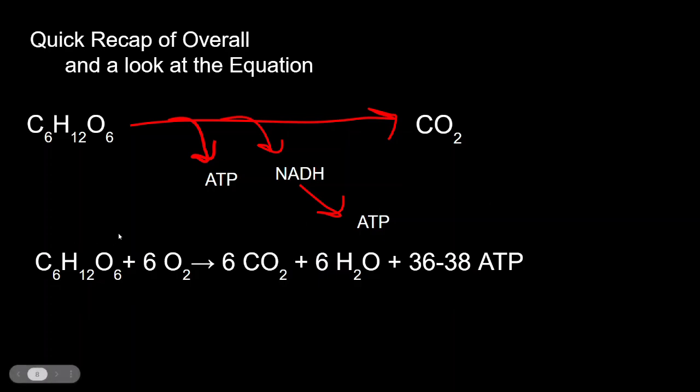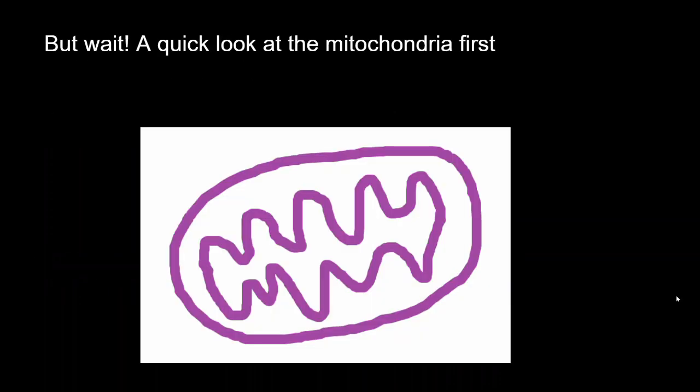And now we're going to actually look at the formula and see how it's reflected. We see our glucose here as an input, and we see our CO2 released as a byproduct, and we see a ton of ATP being made. In a bit, we're going to see how the oxygen and H2O play into things once we see the whole process. So before we look at the whole process step by step, we're going to take a quick look at the organelle in which cellular respiration takes place.